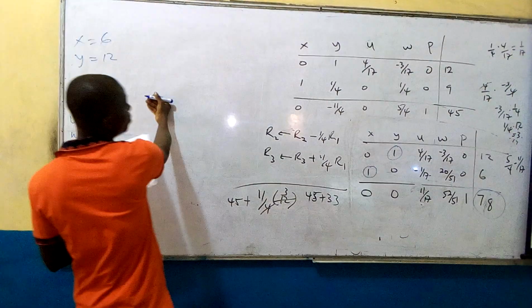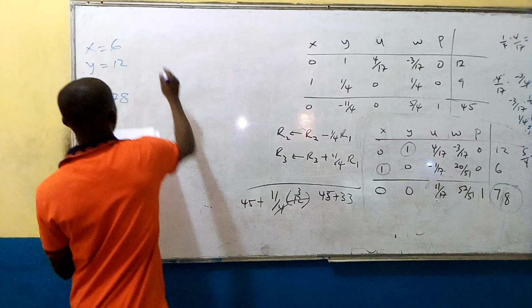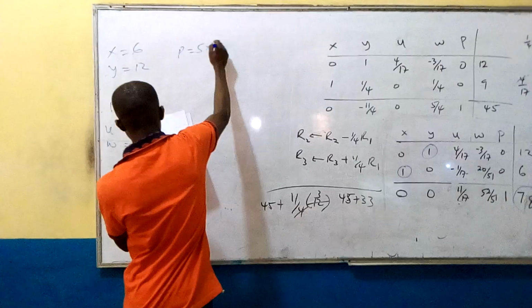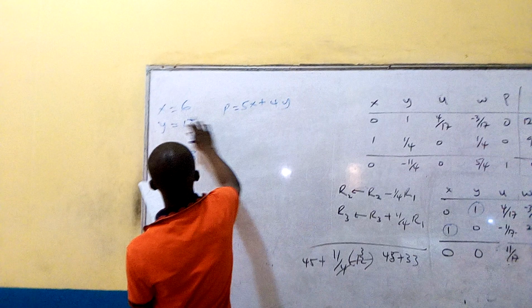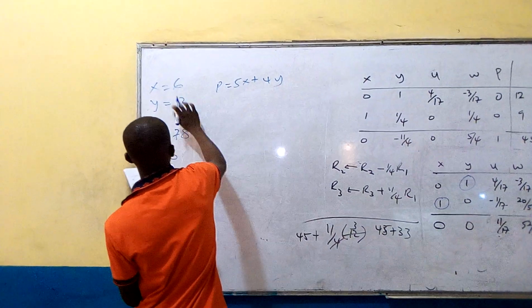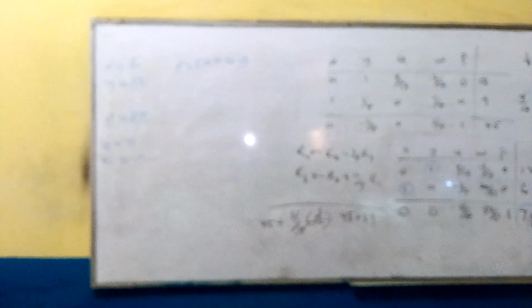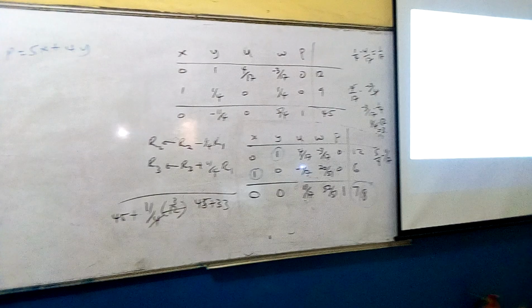And you were told to maximize this, P equals 5x plus 4y. So when you substitute x equals 6 and y equals 12, the answer will be 78. That is it.